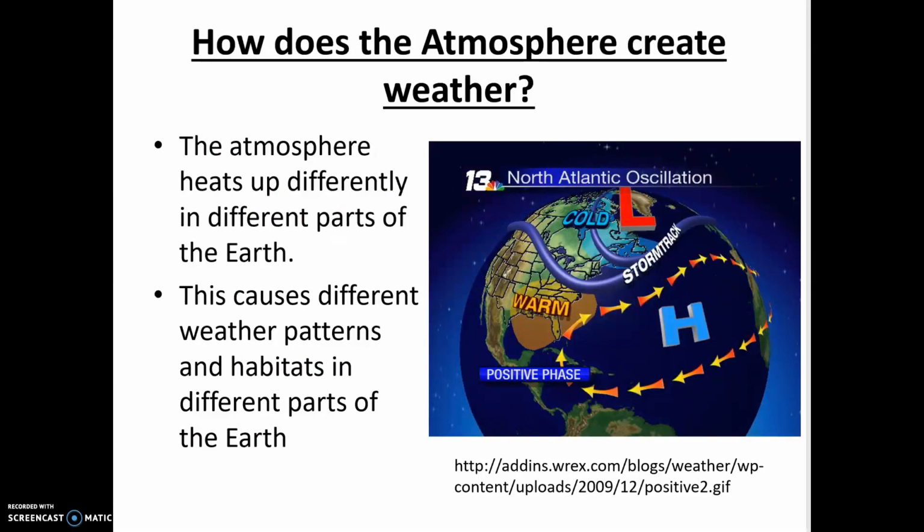How does the atmosphere create weather? The atmosphere heats up differently in different parts of the Earth. We're going to go into more detail about this in a few weeks, but the basic thing is that the way the Earth is shaped, as well as how it revolves around the sun, actually affects how the sun heats up different parts of the atmosphere. And because of this, we have different weather patterns.